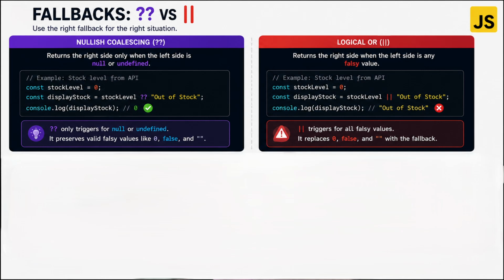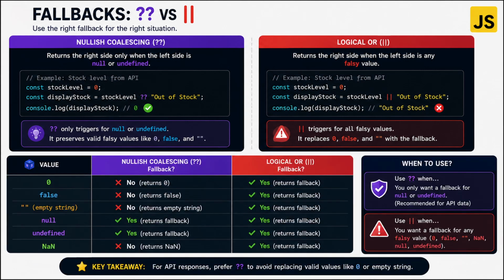Many developers use the logical OR sign, ||, for fallbacks, but OR uses a broader rule. It falls back whenever the left side is falsy. Falsy values include 0, an empty string, false, null, undefined, and NaN.